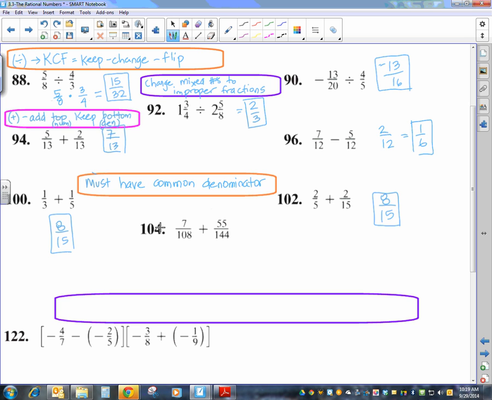Okay? This one, especially with the big numbers, I'm going to put that in my calculator, and you're going to get 193 over 432. So again, make sure you're getting these numbers so that if you're getting something incorrect, you can come see me and I can make sure you know how to use it.